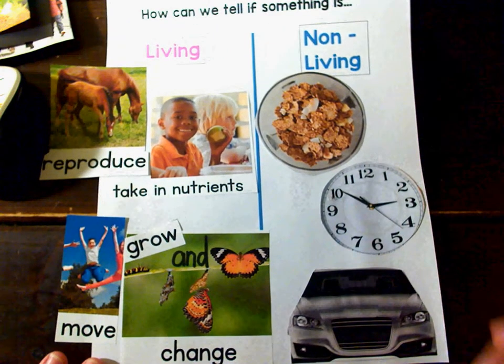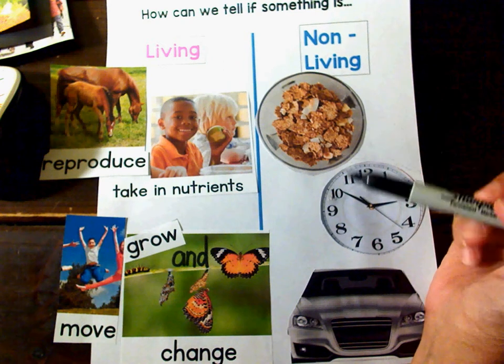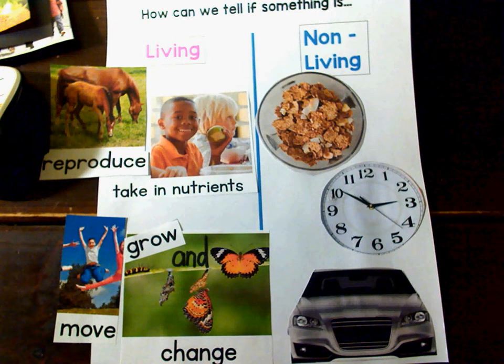Now, I want you to look at these pictures on this side of non-living things. If you look at these pictures, you have a bowl of cereal. Is a bowl of cereal a living or non-living thing? If you guessed non-living, you're correct. It cannot reproduce. It doesn't grow. It doesn't take in its own nutrients. It does not move. Now, the tricky thing is you could move cereal, you could stick a spoon in it and raise it up to your mouth, but that's not moving on its own.